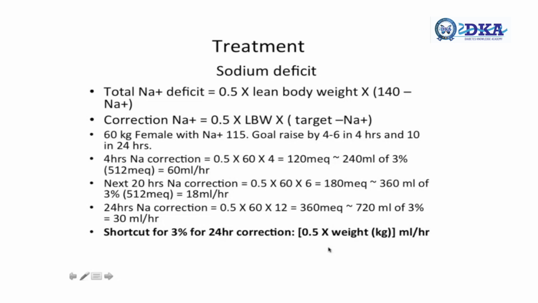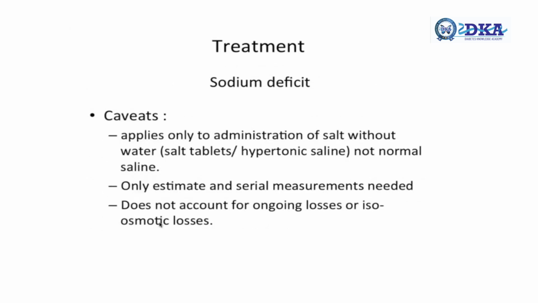Therefore, if you have a female who is about 50 kg, it's 0.5 into 50, which is about 25 ml per hour over a period of 24 hours, and you will reach a 10 milliequivalent correction over 24 hours. This is a rough rule of thumb, which will not be valid unless you check your serum sodium every 4th hourly or 6th hourly. So this rule applies only to administration of salt without water, not normal saline alone. Only estimates and serial measurements are needed.